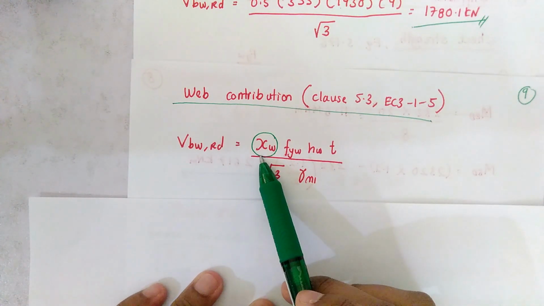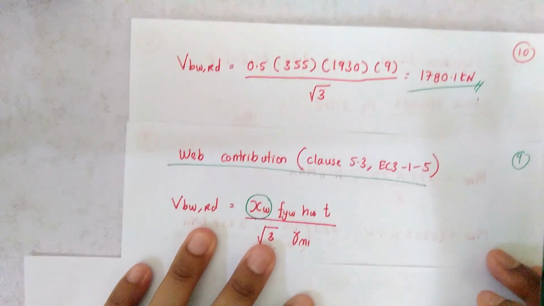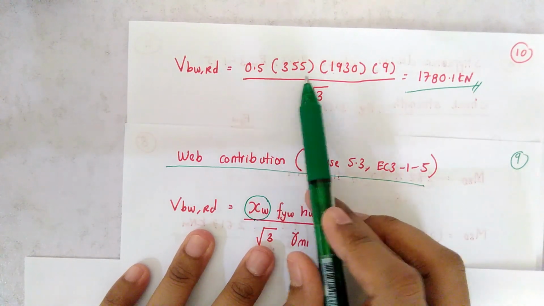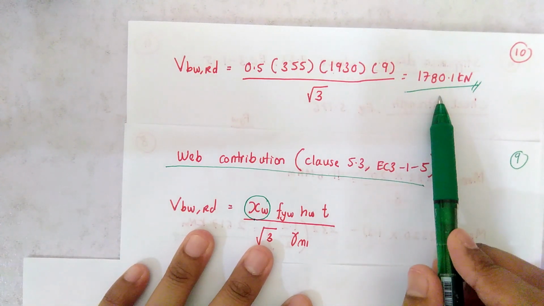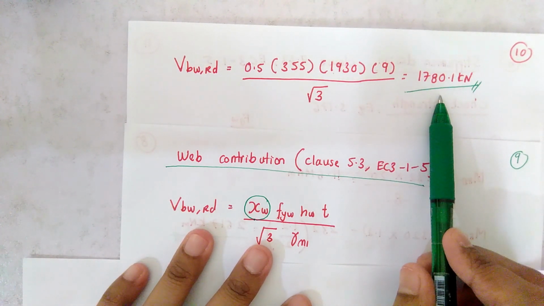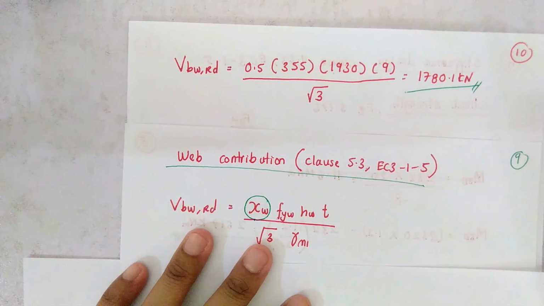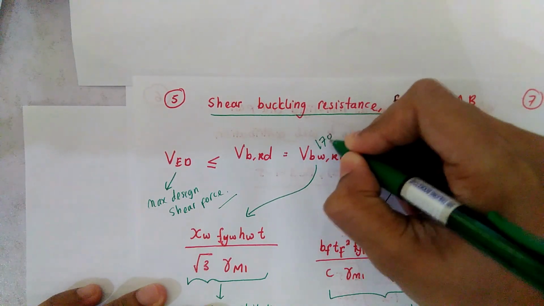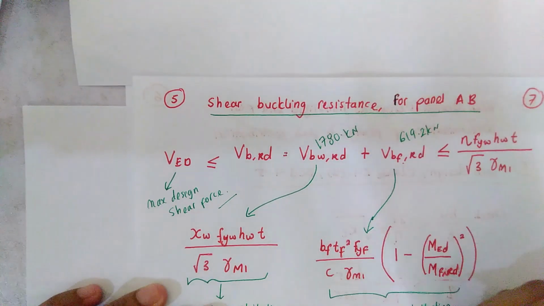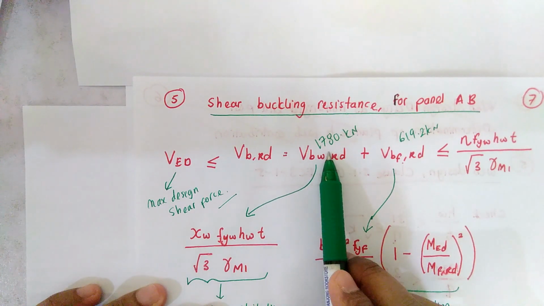You can insert the value that you found for the contribution from the web into this equation, which gives you 0.5. Insert the value, and finally you will get 1780.1 kilonewton, which represents the force contribution from the web. So now we already have the force contribution from the web, 1780.1 kilonewton. In this particular case, you have those values.